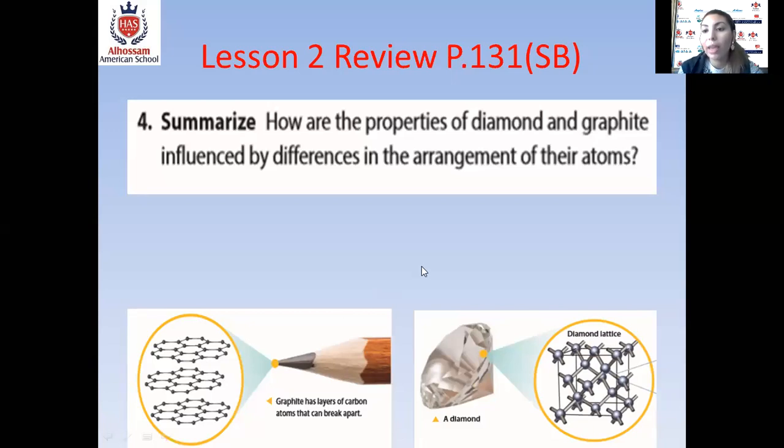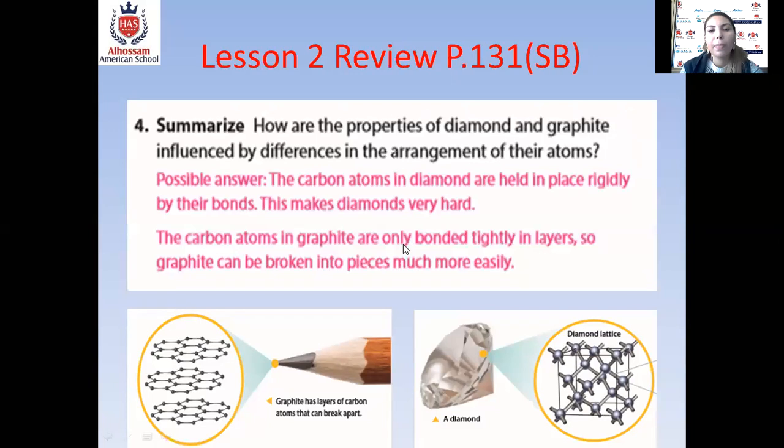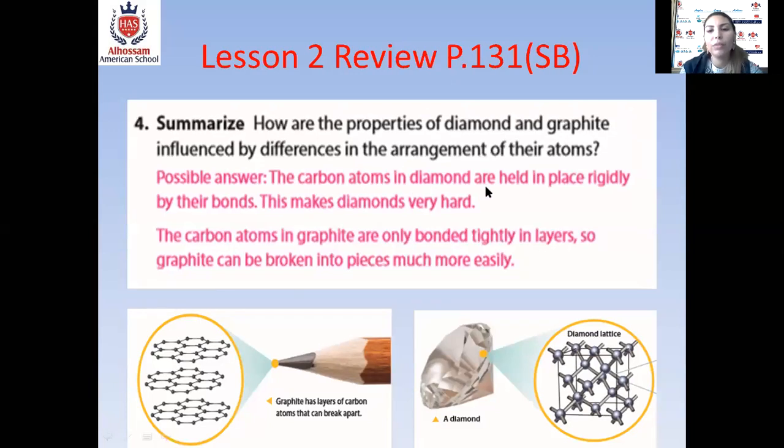And please write the answer again with me. All of you guys write the correct answer. Okay, so the carbon atoms in diamond are held in place rigidly by their bonds. This makes diamonds very hard because they are arranged near to each other in a rigid form. And the carbon atoms in graphite are only bound tightly in layers. So we can see the layers of carbon atoms in graphite, so it can be broken into pieces much more easily. Take your time and write the answer.